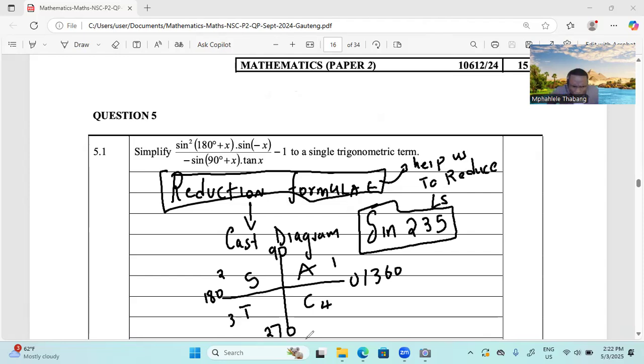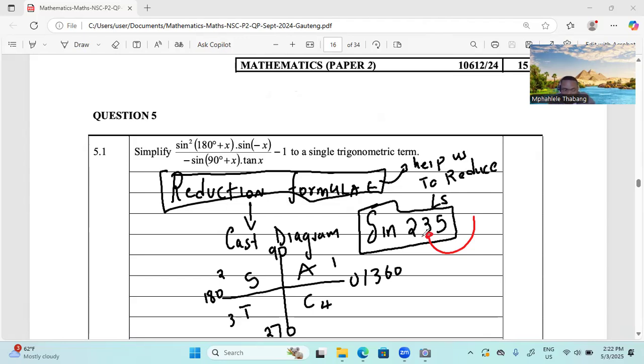So now, where is this 235? Remember, I want you to reduce 235. Let's not forget that we are solving sine 235. I want to reduce 235 so that it becomes an angle below 90 degrees. In which quadrant do we find the angle 235?